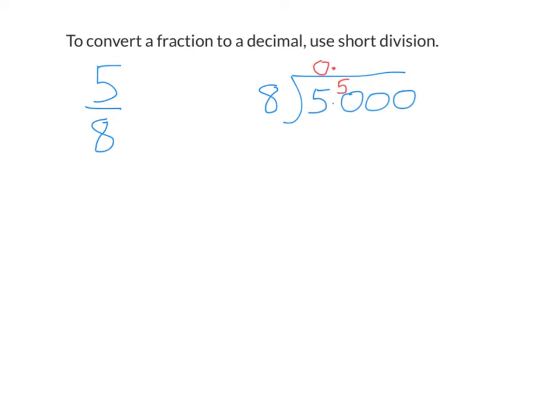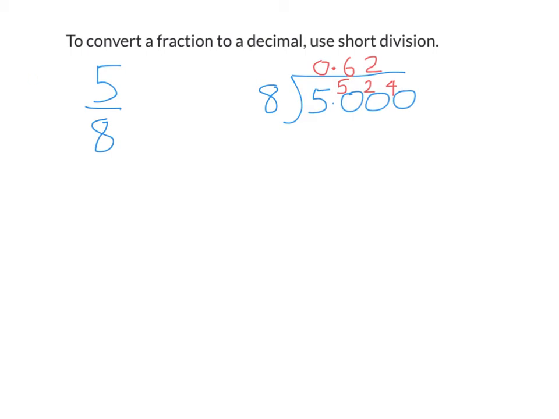So the answer is 6, remainder 2, because 6 times 8 is 48. And then if you add another 2, you get 50. So now I say, how many times does 8 go into 20? Well, it goes in 2. 2 times 8 is 16. Remainder 4. How many times does 8 go into 40?